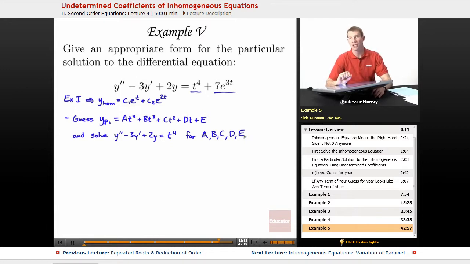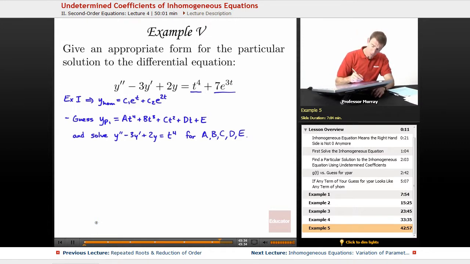By the way, we're not actually going to go through and solve for all the coefficients here. It would be really messy. The idea of this problem is just to figure out what the general form of the guess would be so we understand the ideas without getting too bogged down in the nitty-gritty details.